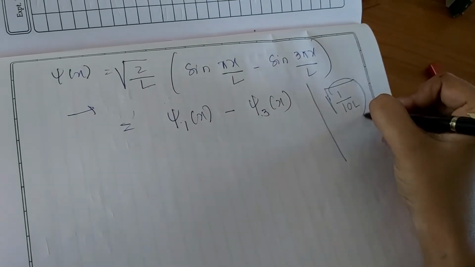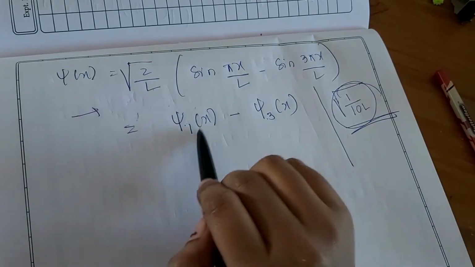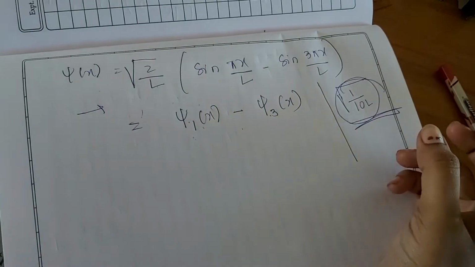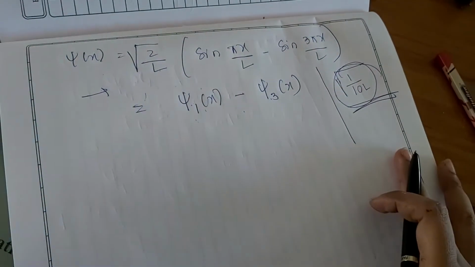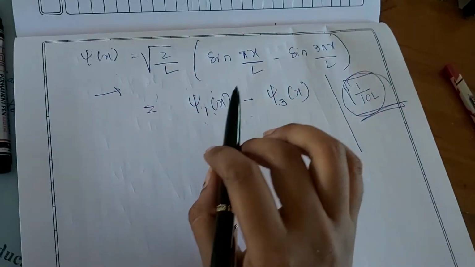So you have to convert this part in terms of this one, so that you can express this wave function in terms of the ground state, first excited state, and second excited state accordingly. Okay, got it? So you have to observe these things.